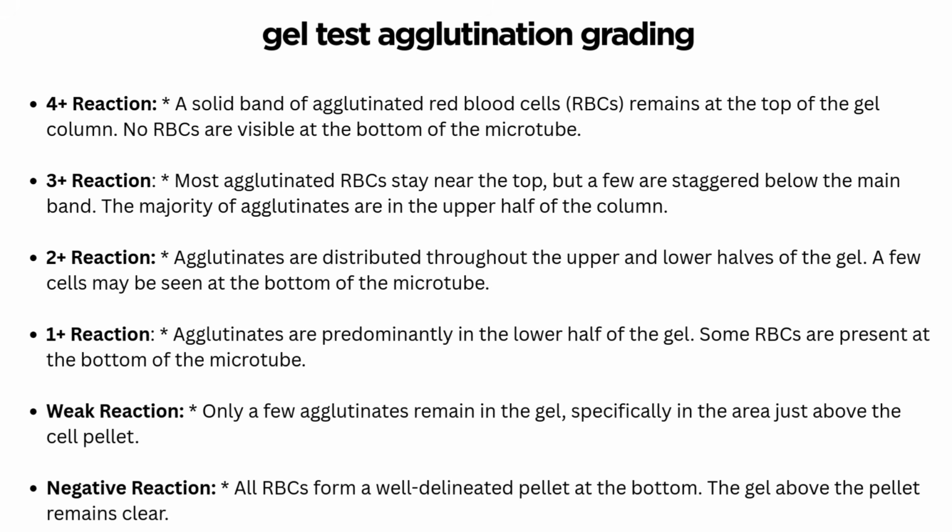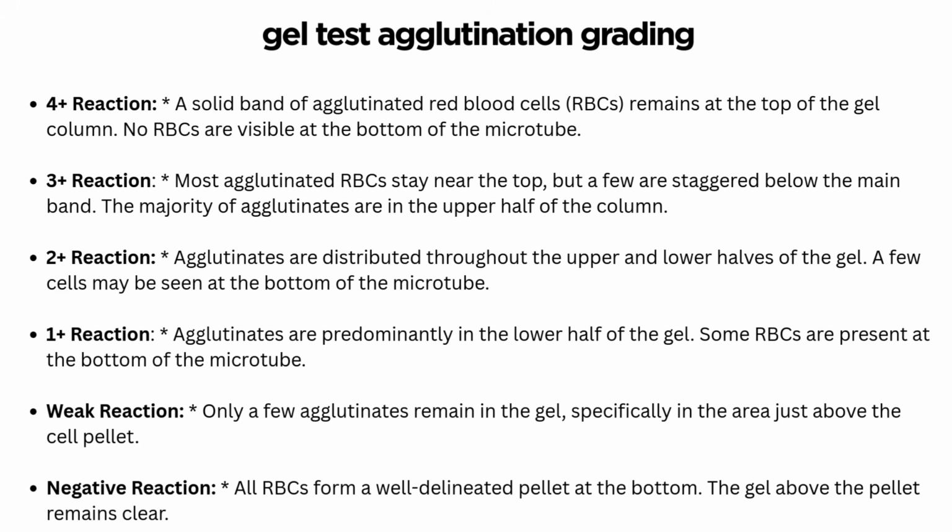When discussing the grading of a gel agglutination, it's really essential to clearly convey the meaning behind each grade so that you, as the audience, the students or the ones listening, can understand the implications of the results. So, guys, let's walk through the key points for each reaction grade, starting with the strongest reaction. What's the strongest reaction? It's a 4 plus reaction. So, you're looking at a solid band of agglutinated red blood cells that remains at the top of the gel column, indicating a strong reaction.